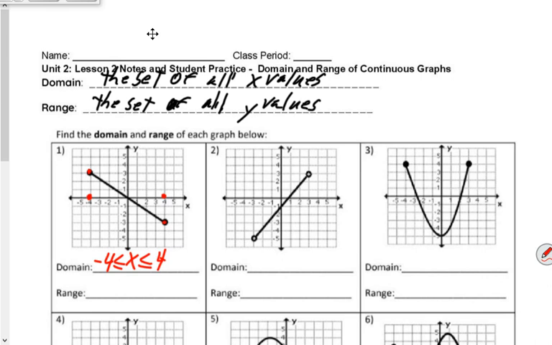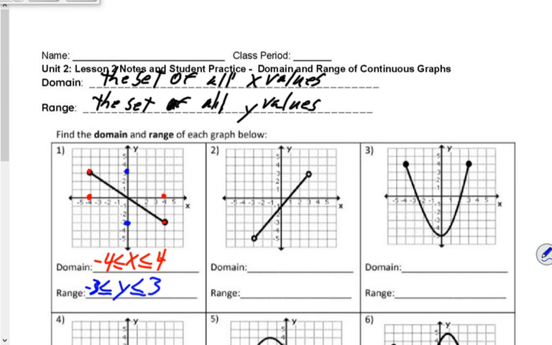Now look at the range. Let's look at the lowest value we have, -3, and the highest value we have, which is +3. We do the same exact thing. It includes -3, but it can also be higher than -3, so -3 has to be less than or equal to y. Then it goes all the way up to 3 and includes 3, so y is less than or equal to 3. That would be the domain and range of the first one.